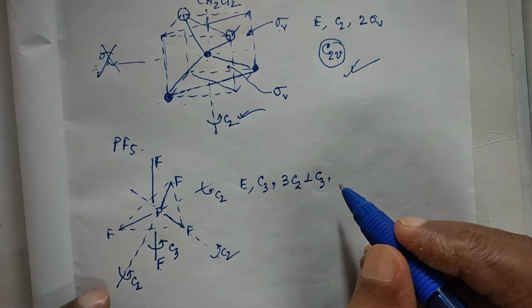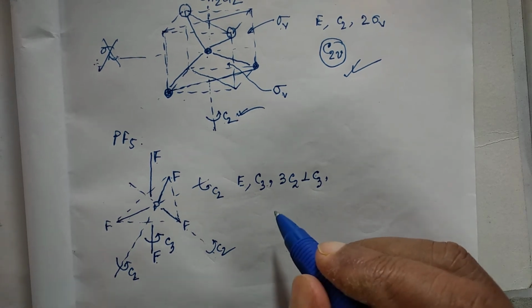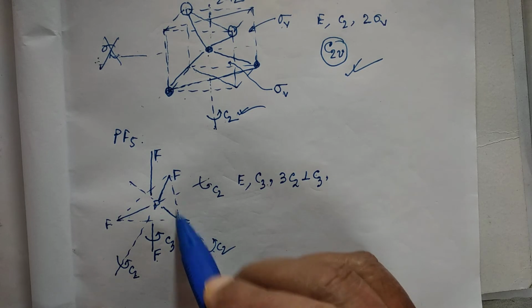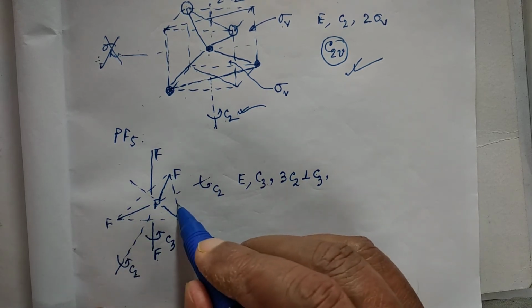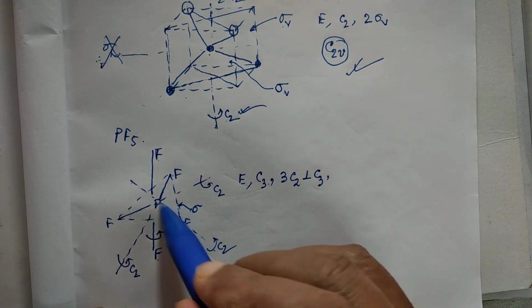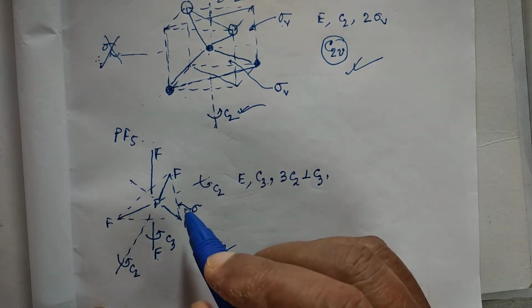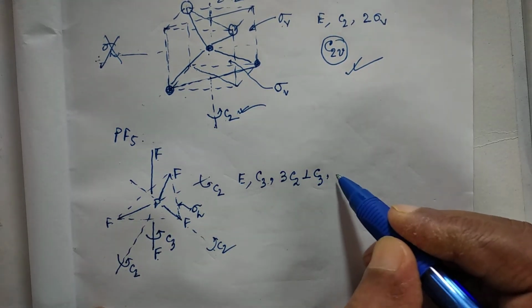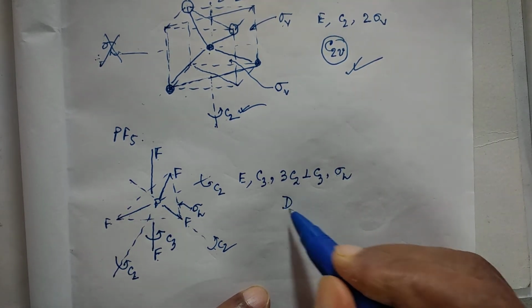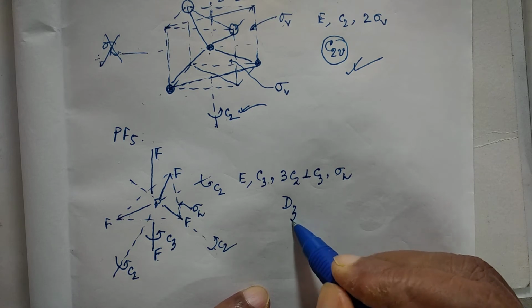Then our question is whether sigma H plane exists. Yes, if you consider this triangular plane, it is a plane of symmetry. This plane is a plane of symmetry and it is perpendicular to this C3 axis. Therefore, it is a sigma H plane. A sigma H plane exists. So, our point group is D3H.